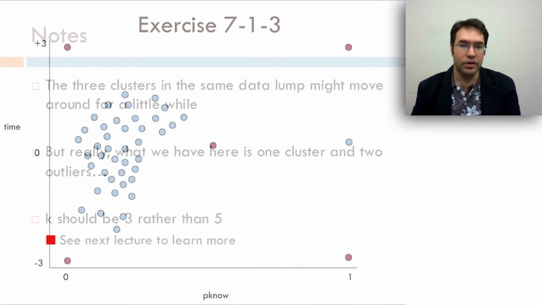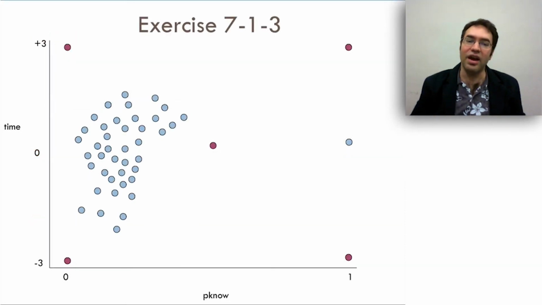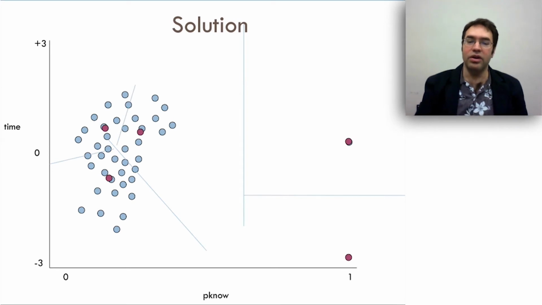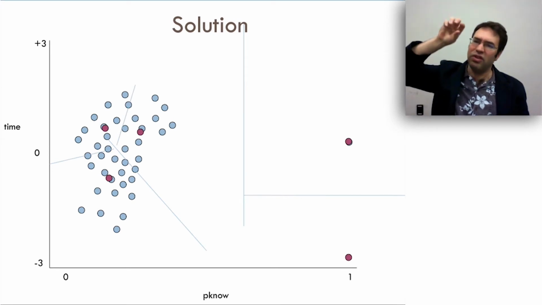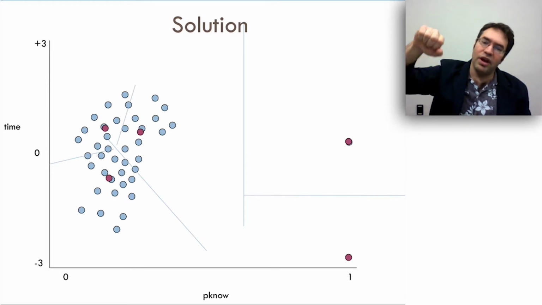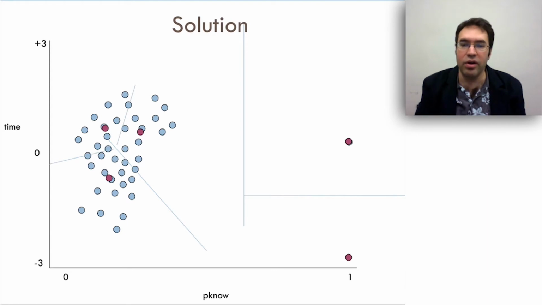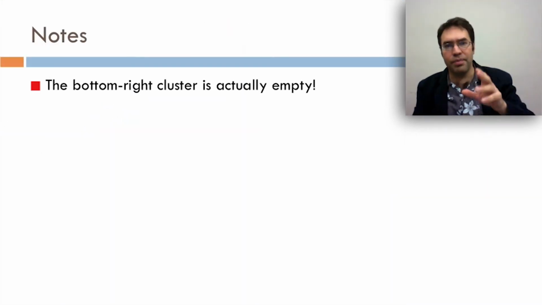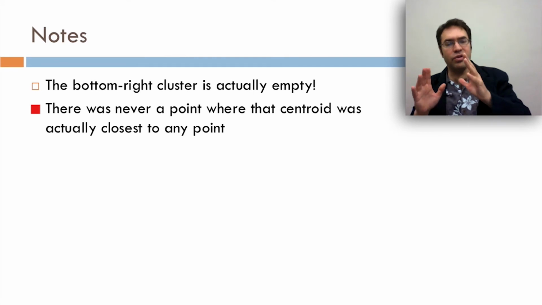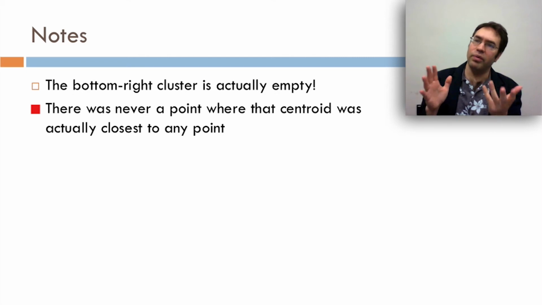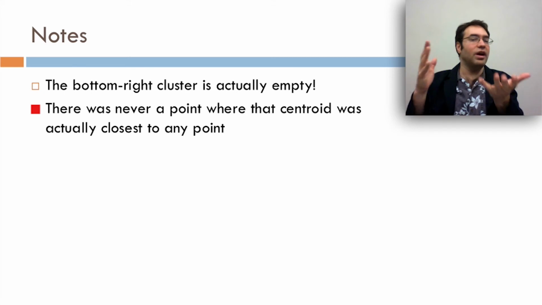Here's exercise 713. It's the exact same thing except for one difference. We got 1 outlier to the side rather than 2. What happens? Well, you note that that point on the side was just a little bit closer to the upper right than the upper left. So the upper right snapped down to it. The 3 clusters on the left were exactly the same, and we have 1 cluster that's completely empty. So the bottom right cluster is actually empty. And there never was a point where that centroid was actually closest to any point. This can happen sometimes. It's kind of a degenerate, weird case, and in this case you really don't want to have those 5 clusters because in fact you don't even get 1 out of it.